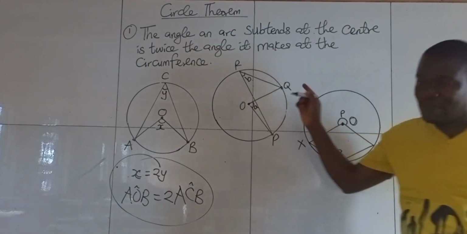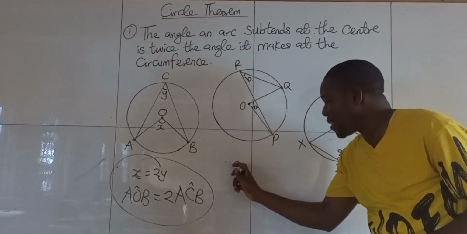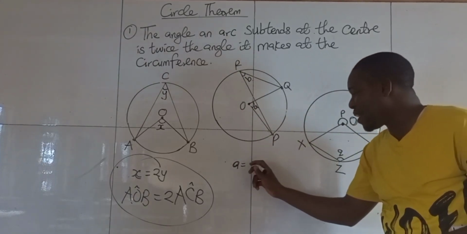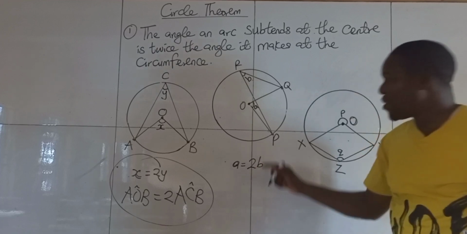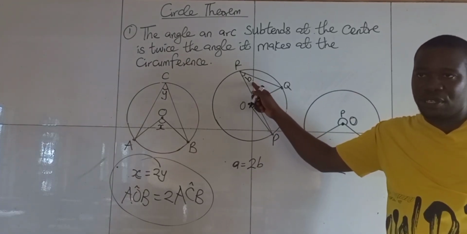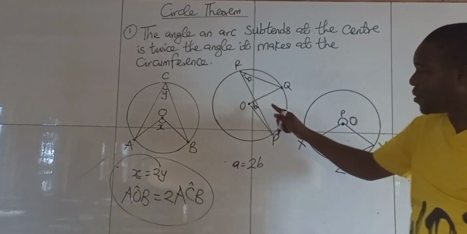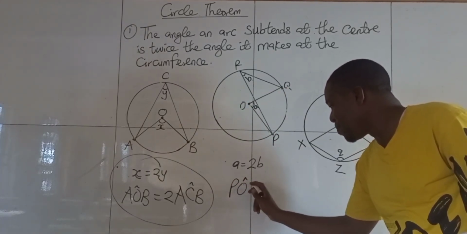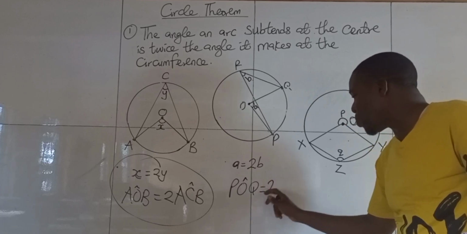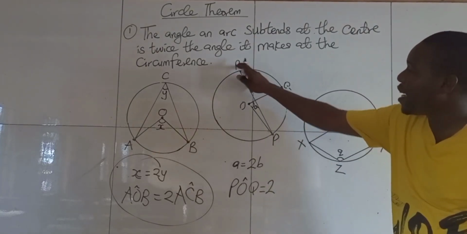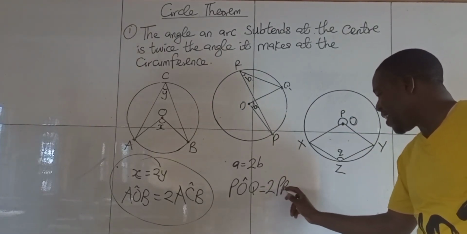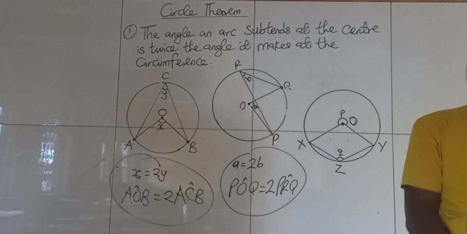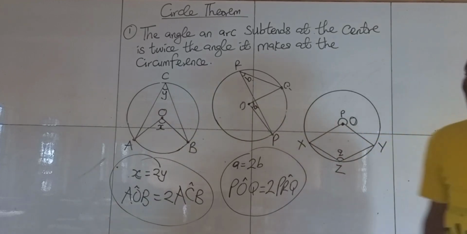Basically, because it is the same arc, we will say that the angle it forms at the center, which is A, must be equal to 2 times the one it forms at the circumference, which is B. So angle A must be twice angle B. We can also use the lettering here. Angle A is POQ. So I have POQ must be equal to 2 times angle B, which is PRQ. This is the theorem. Angle at the center is 2 times angle at the circumference using diagram 2.